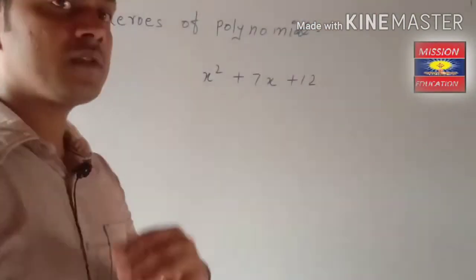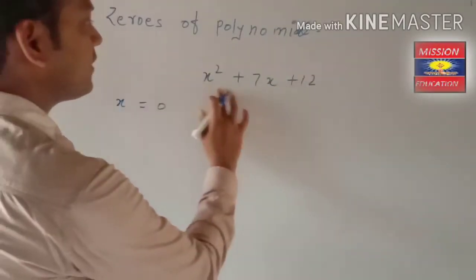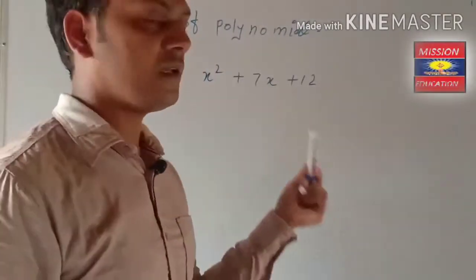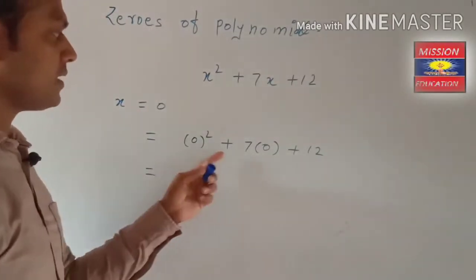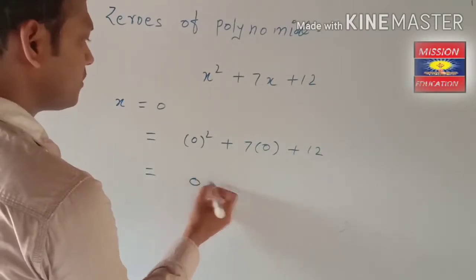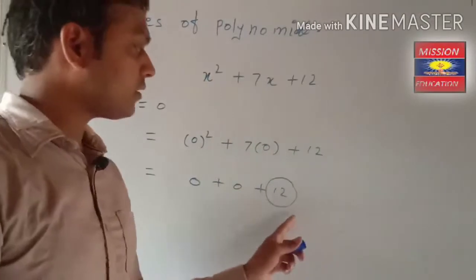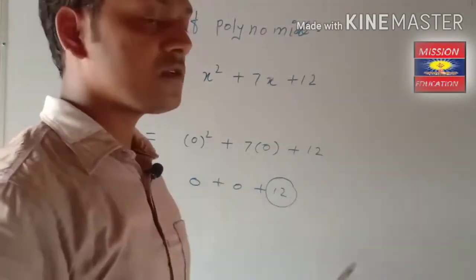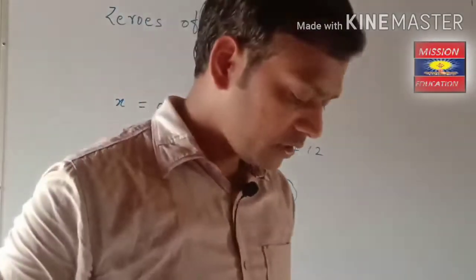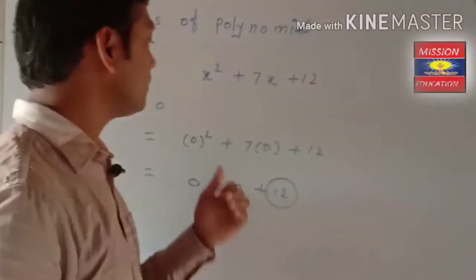Suppose that we put the value of x equal to 0. If our given equation becomes 0, then that is a zero of the polynomial. So we can verify here: x equal to 0, 0 square plus 7 times 0 plus 12. 0 square equal to 0, plus 0, plus 12. We can see here our given equation does not become 0, so it is not a zero of the polynomial. Means that our given equation did not convert to 0. So 0 is not a zero of the given equation.